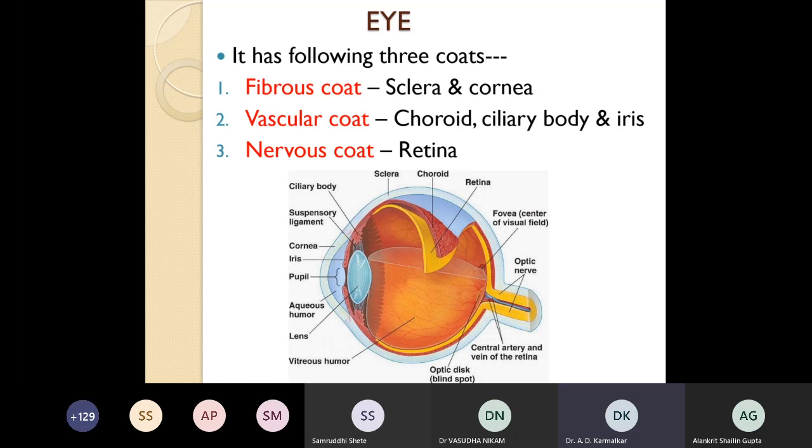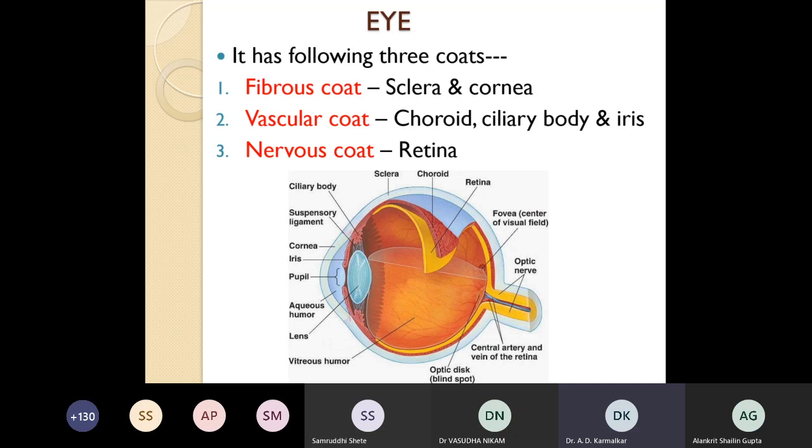So this fibrous coat, if you see it, it is the sclera, and anteriorly it will continue as the cornea. And the vascular coat has three parts, that is the choroid, the ciliary body to which the suspensory ligament is attached, and the iris, and the nervous coat, which is formed by the retina. So we are going to see the details about the cornea, retina, and along with that we are going to see the sclera also.